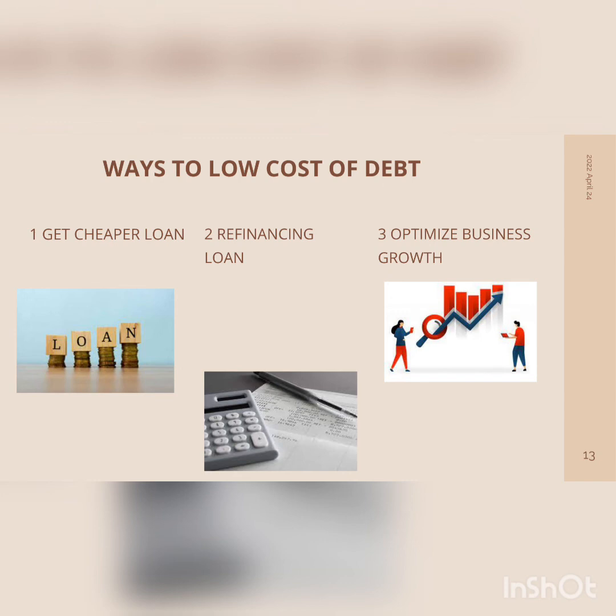Last but not least, optimizing business growth. Optimizing business growth means that with an increase in the income of the business, one can avail more debt as he will be able to afford it. The cost of debt is compared with the income generated by the loan amount. So by increasing business income, the cost of debt can reduce.